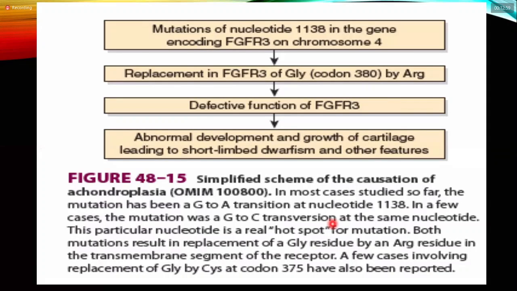And as we talked about this story earlier, it could be a problem in collagen, or it could be a problem in the FGFR receptor, fibroblast growth factor receptor type 3. If we have such a kind of mutation, we will have replacement of a certain amino acid, and eventually we will have abnormal development of growth of the cartilage because this receptor is mutated.